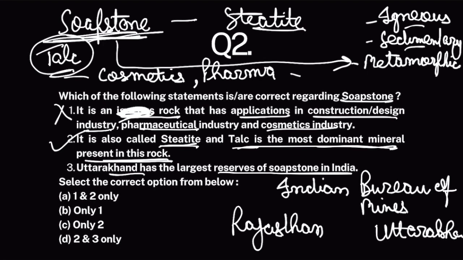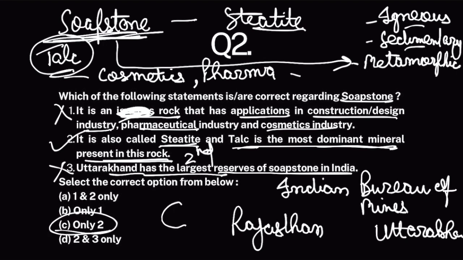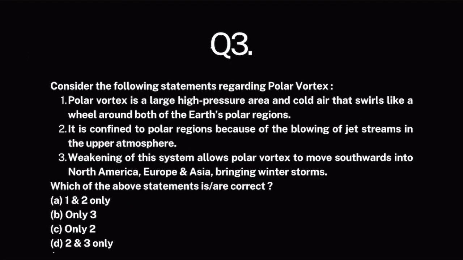Okay, so Uttarakhand has the largest, no, second largest. So this statement is also false, only 2 is correct, C. Question number 3. Consider the following statements regarding polar vortex.